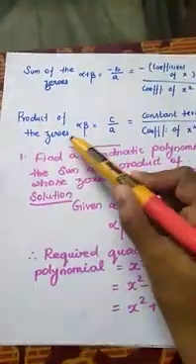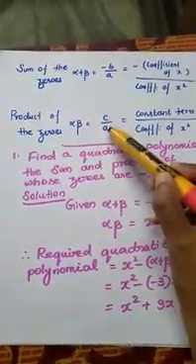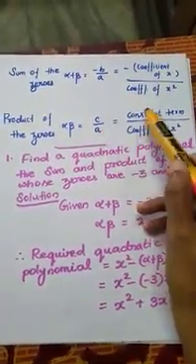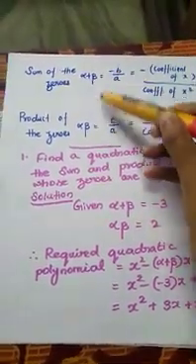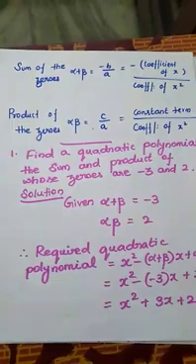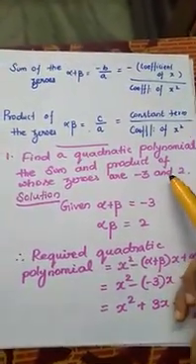Product of zeros, that is alpha into beta. The formula is c by a. This is a short form only. What is c actually? Constant term. A means coefficient of x square. These are the two important formulas in polynomials. Now we are going to discuss the problems.